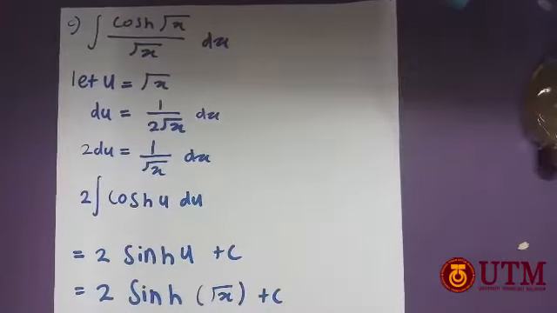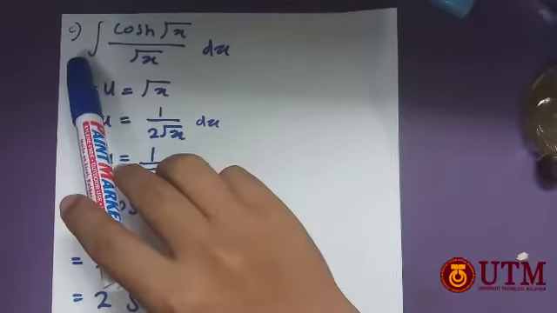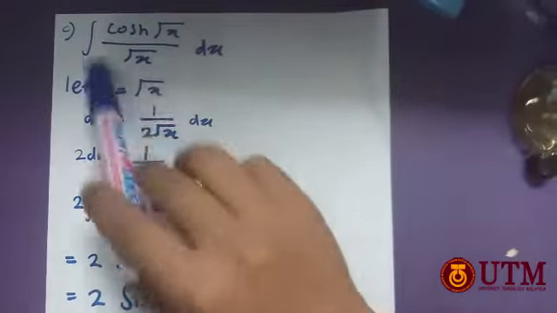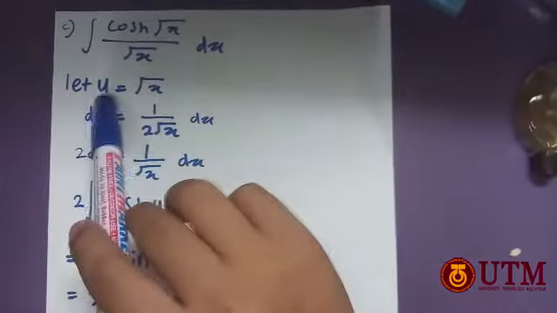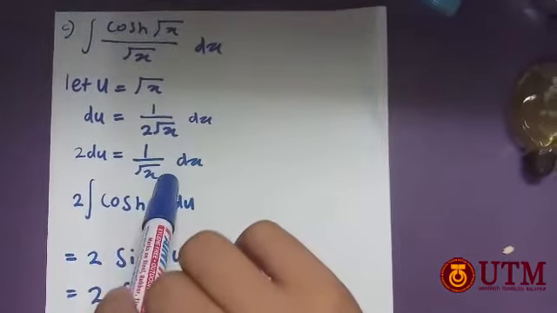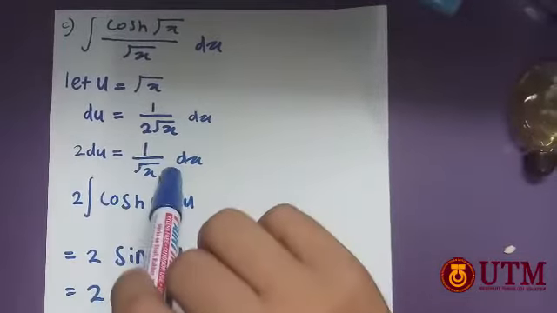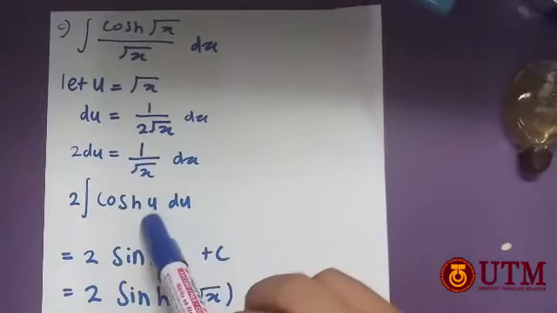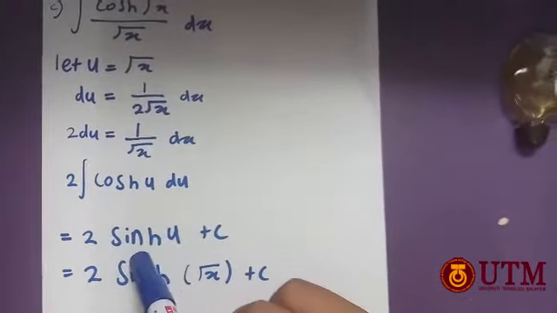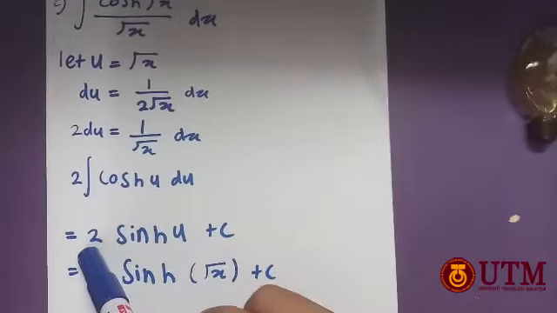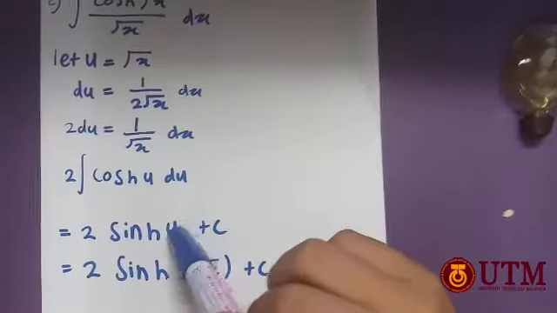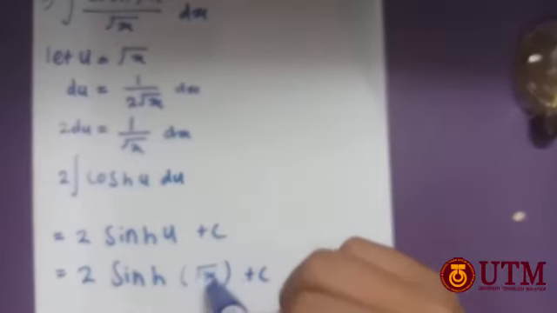So next, for question 23c, we need to integrate hyperbolic cos of sec x over sec x dx. So we use the substitution method by letting u equal sec x and differentiate it, and we get 1 over sec x, 2 du equals 1 over sec x dx. So we just substitute into the equation, and we differentiate hyperbolic cos equals hyperbolic sin. So the answer is 2 hyperbolic sin u plus c. Then we just put u back, equal to this.